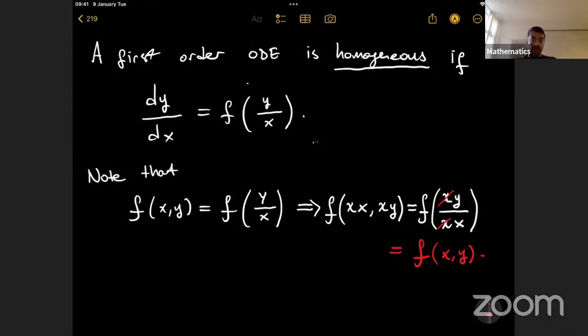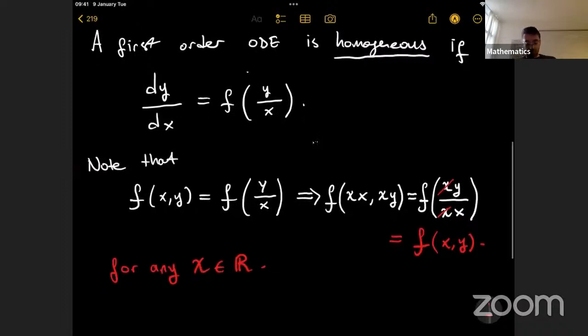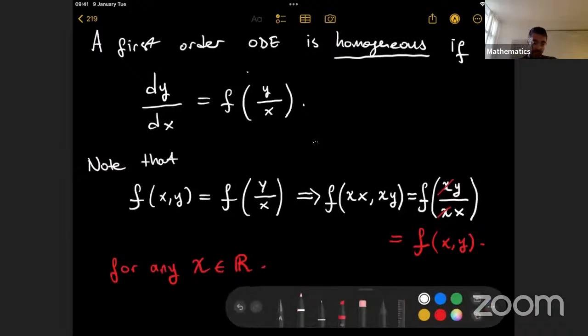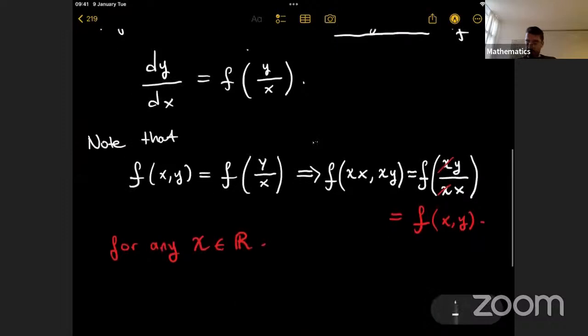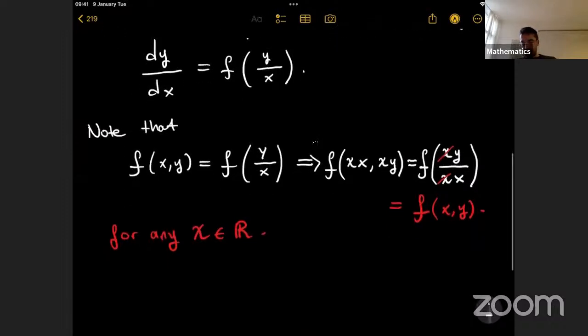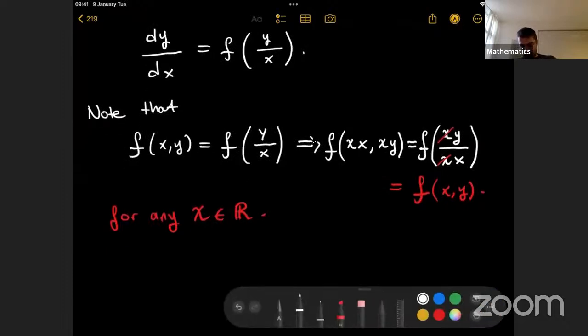In this case, when you multiply with an arbitrary lambda, for any real lambda, okay? You multiply with an arbitrary lambda and you get the same function at the end, okay? In that case, if you have this, you have a homogeneous equation, and we have a nice method to solve homogeneous equations. We replace y over x with another unknown, let us call it v, okay? And we make our homogeneous equation separable and then solve it, okay? So let's do an example and see what we do in that case.